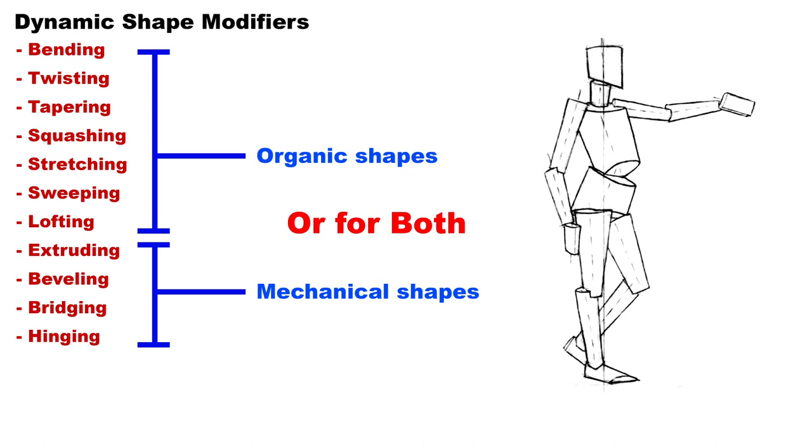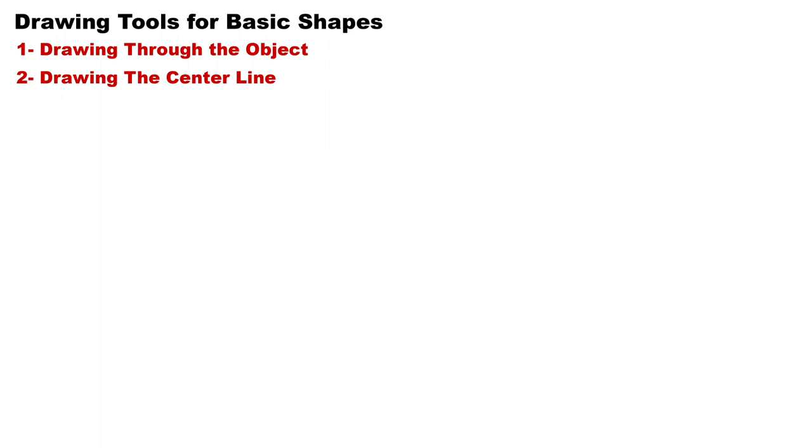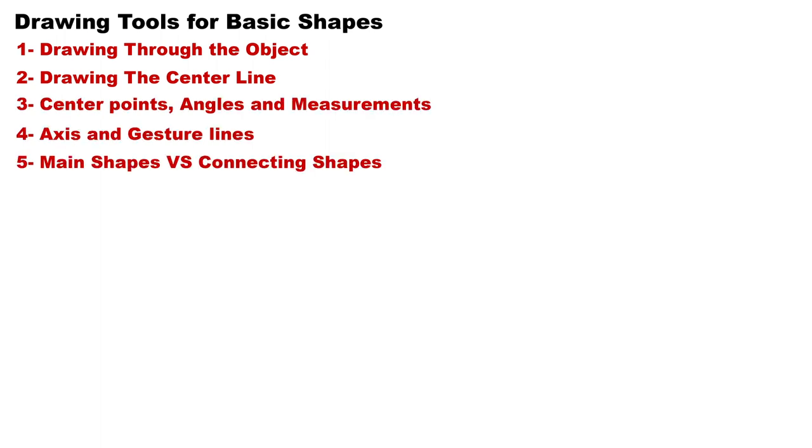Now that we know how to convert our basic shapes into dynamic ones, let's learn how we can connect these shapes together. To do so, we need to know how to draw these objects correctly, so we would be able to connect them together in an easy manner. We have 7 different drawing tools to do so. These tools will help you connect these parts into one whole mannequin that represents your object.